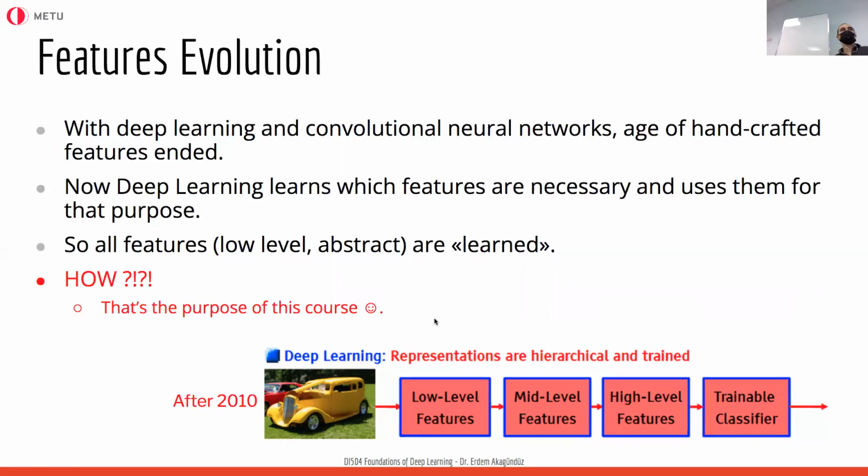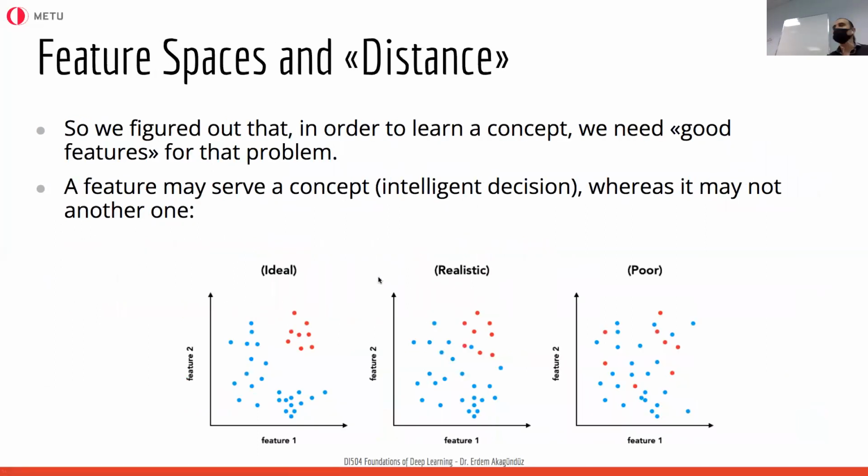So with deep learning and convolutional neural networks, the age of handcrafted features ended. Now deep learning learns which features are necessary and uses them for that purpose. So all features are learned, low and mid level, and we are going to visualize them at the early and initial layers and the deep layers of a deep network. How? That's the purpose of this course. I'm going to get there, of course.